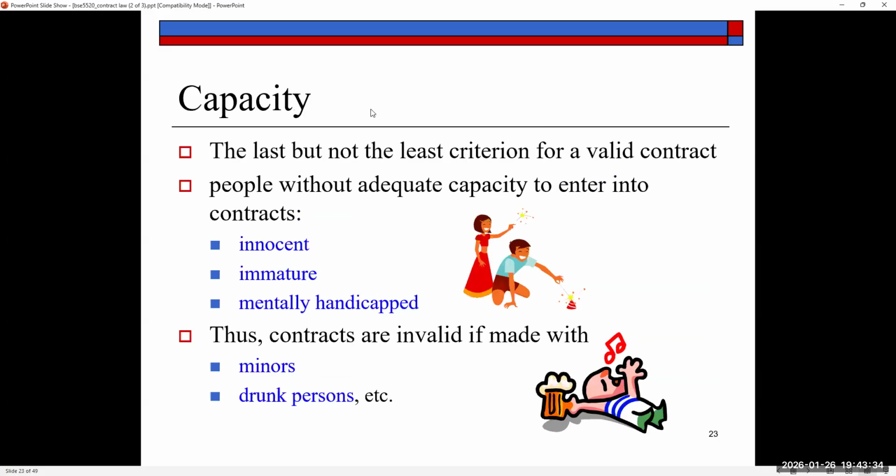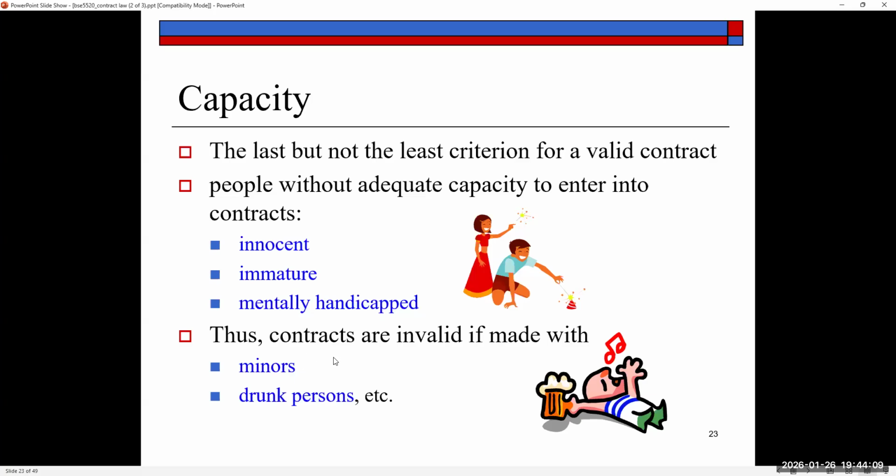Okay, the final element, capacity. People without adequate capacity to enter into contract, who are they? Innocent people who are naive, immature, say a child, 10 years old, right? Immature, mentally handicapped people, mentally not okay, without a proper, healthy mind.